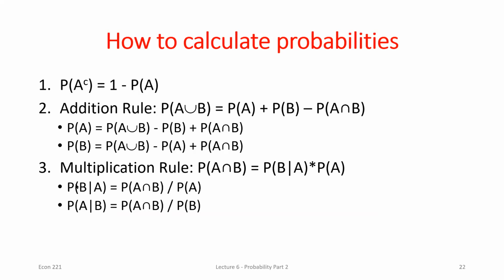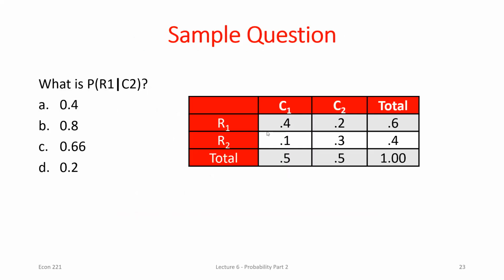Okay. So once we have this multiplication rule, let's go back to our contingency table, right? If I want a conditional probability, I can't directly get that from my contingency table. It's not one of the cells up here, right? But let me change the font here. Let's make it real big.